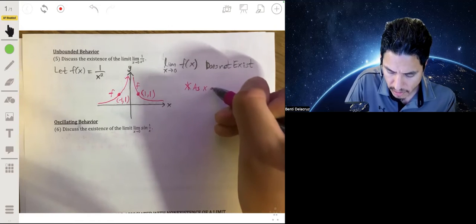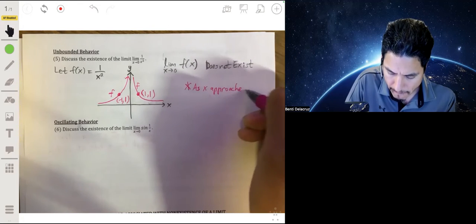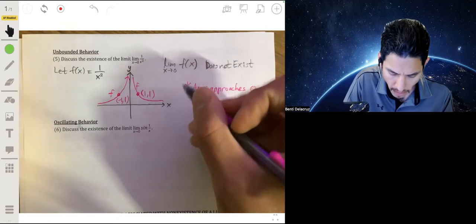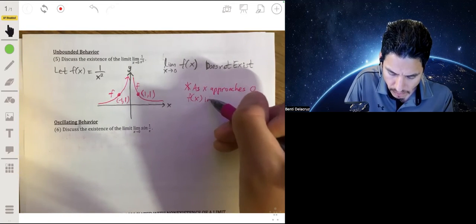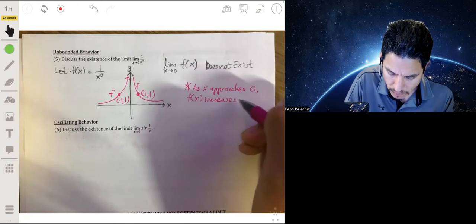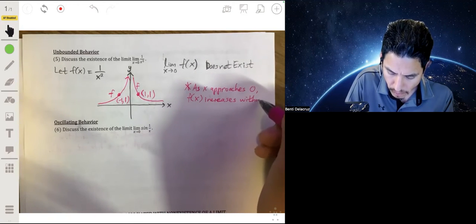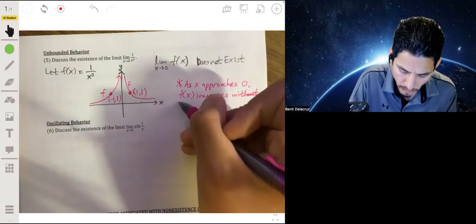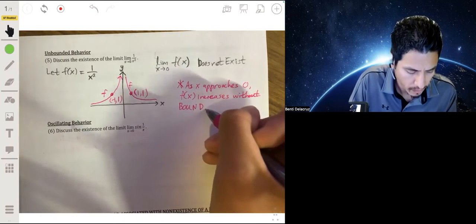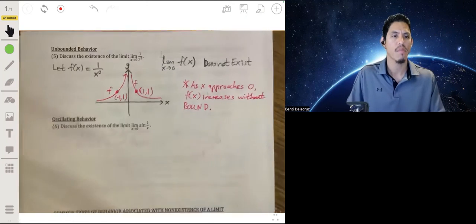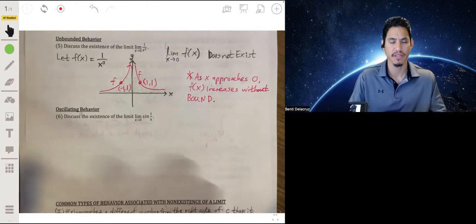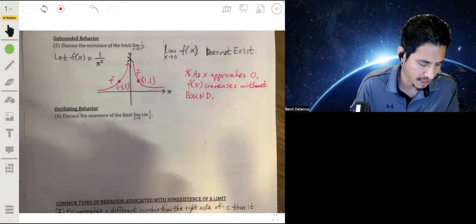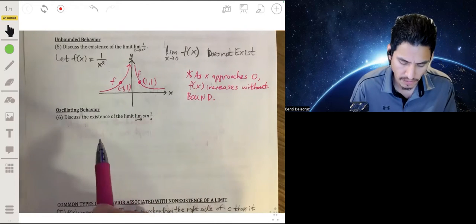So we could say as x approaches... sometimes we say blow up. I like to say the graph blows up. But again, the limit does not exist because we're not actually approaching a number, because we don't consider infinity a number. I don't want to sound like a broken record. But anyways, that's what happens with this graph.